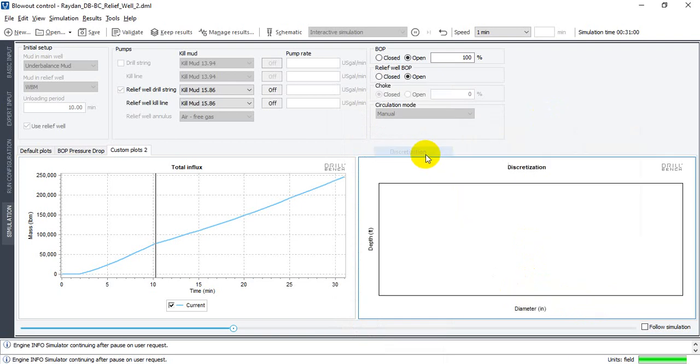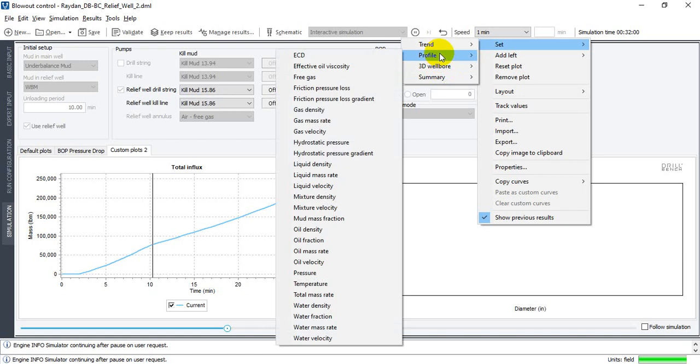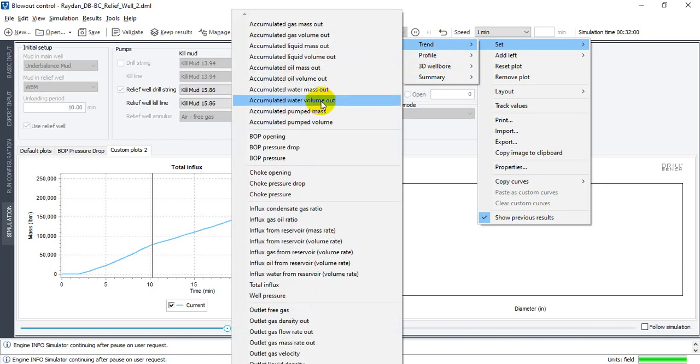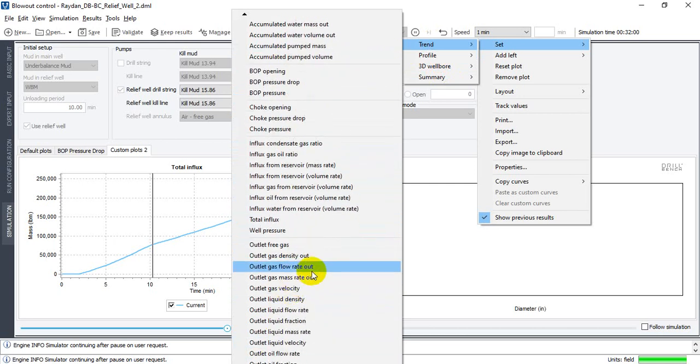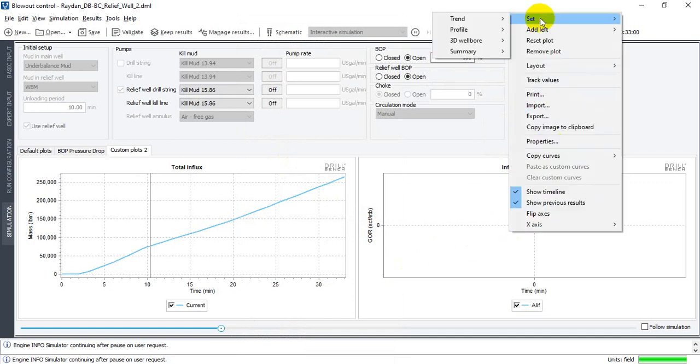You can see the summary. We didn't have anything: trend, accumulated water, no blowout preventer, or everything of this. Plus you can add to your simulation and see outlet gas mass ratio, outlet gas velocity, liquid density, oil, but we have the gas. Influx gas oil ratio, if we have it. We don't have gas oil ratio.